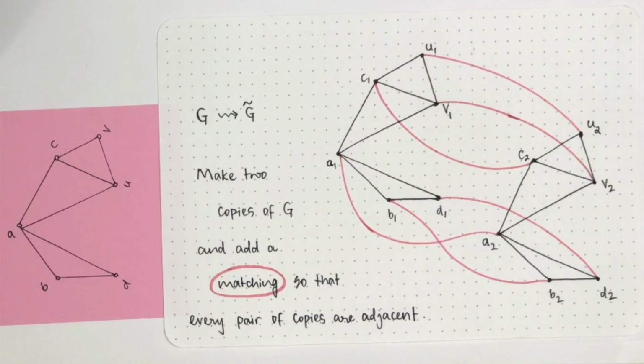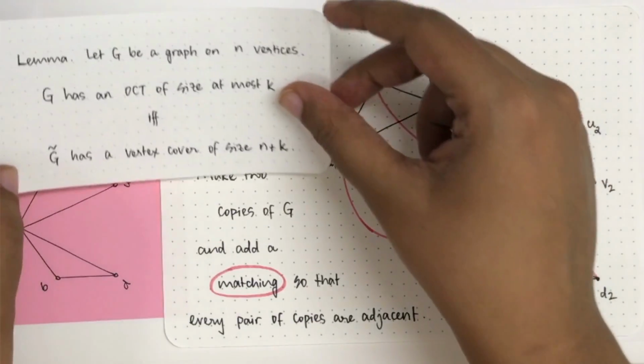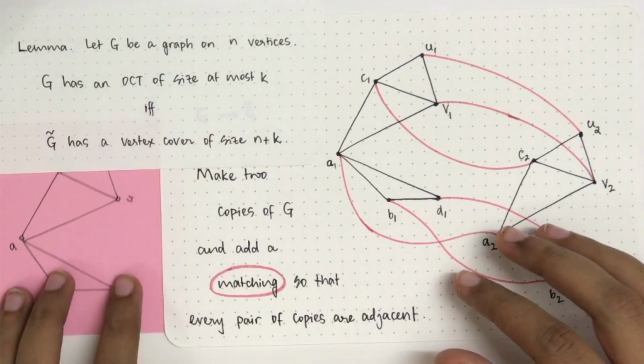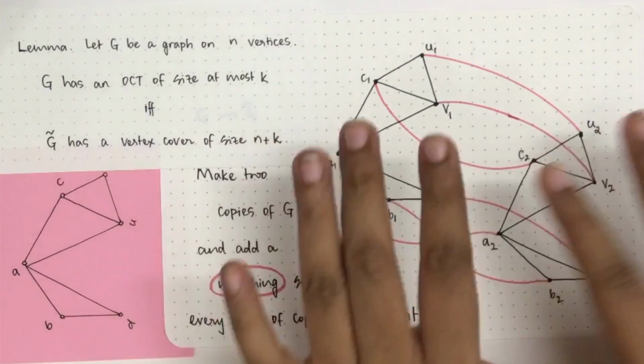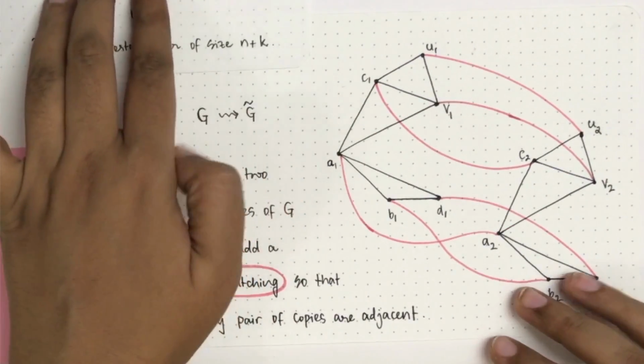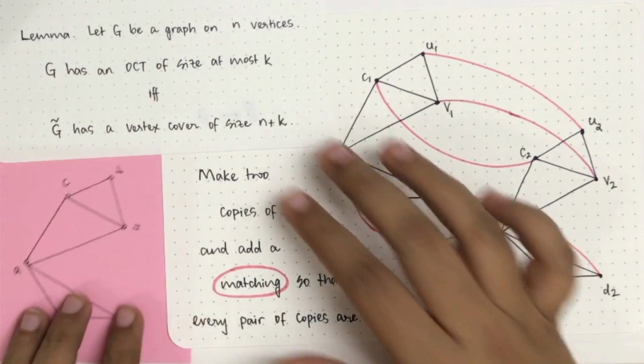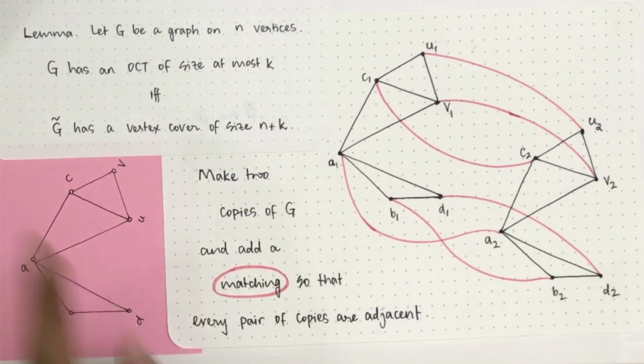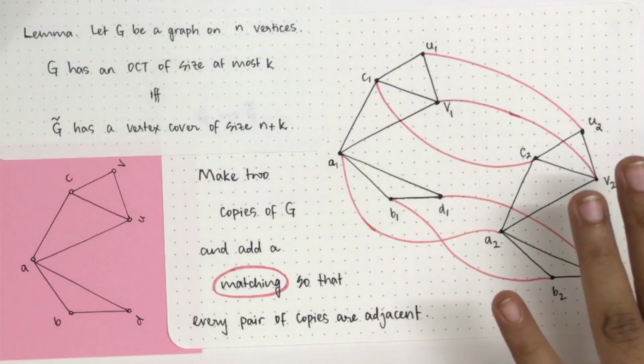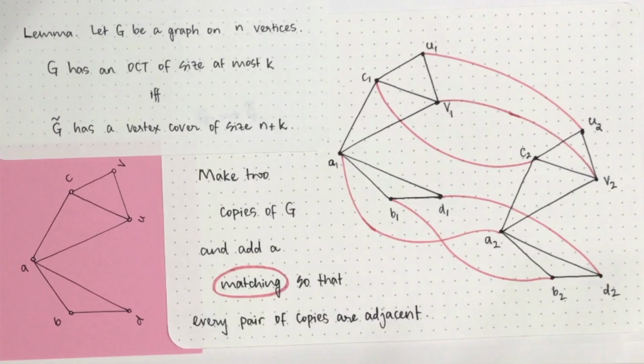Okay. All right, why is this construction interesting? What are we going to get out of this? Well, it turns out, and this is where all the magic happens, that if G is a graph on n vertices, and if this graph that we just built out, you call it G tilde as we have done here, then the following is true. G has an OCT of size at most k if and only if G tilde has a vertex cover of size n plus k. This is really cool, I must say.